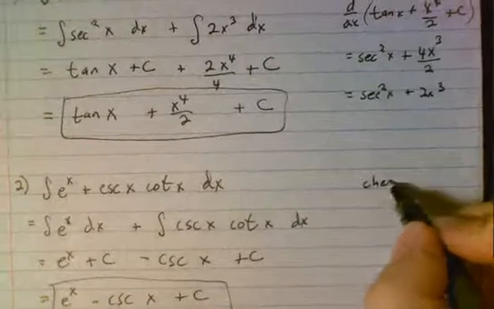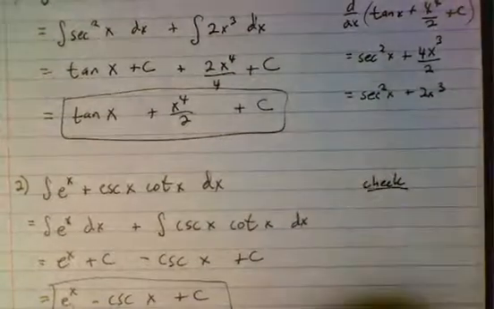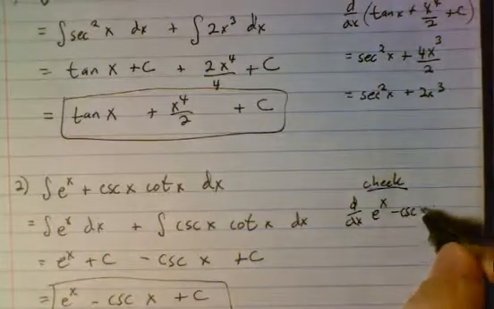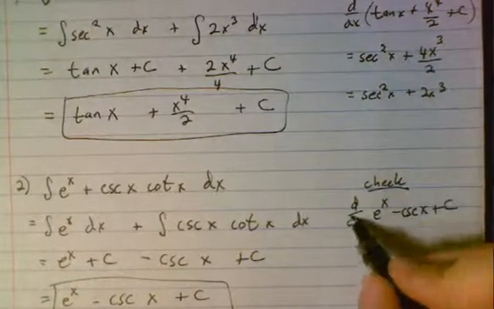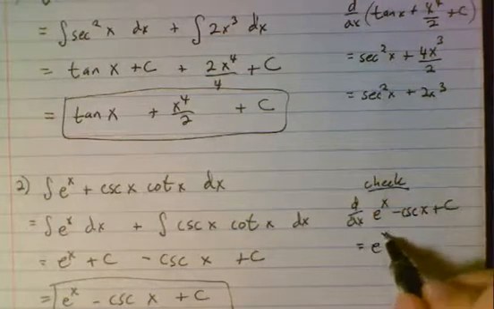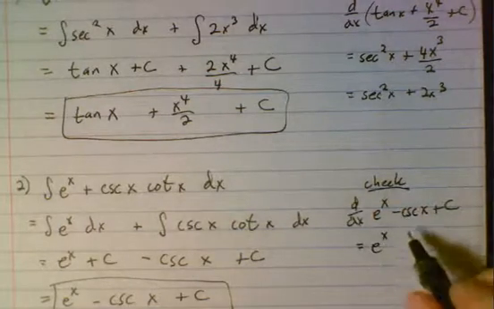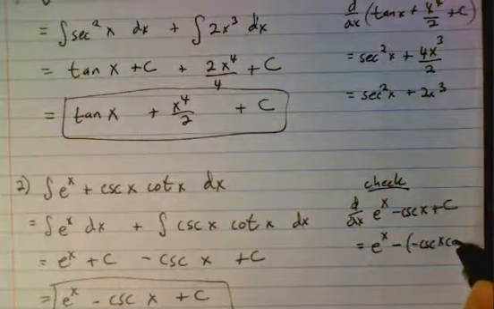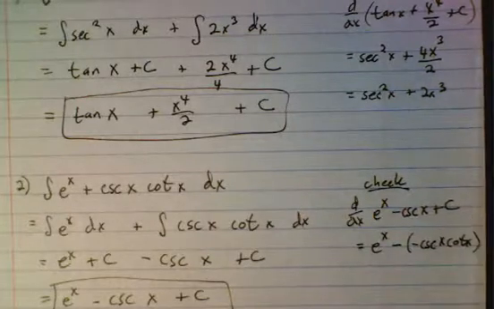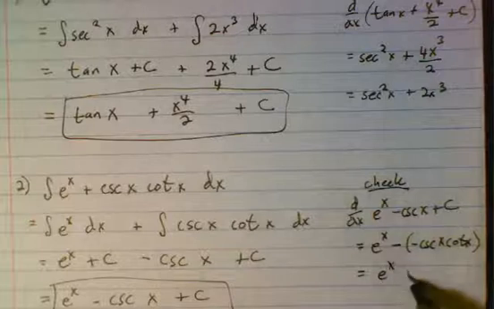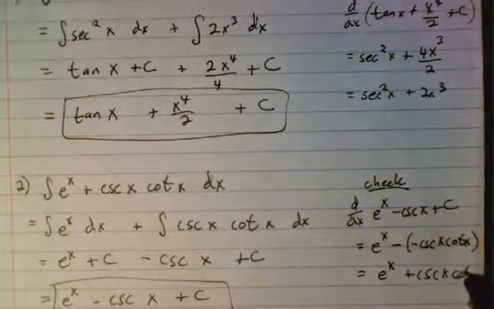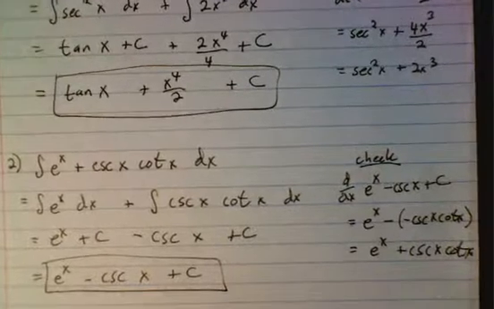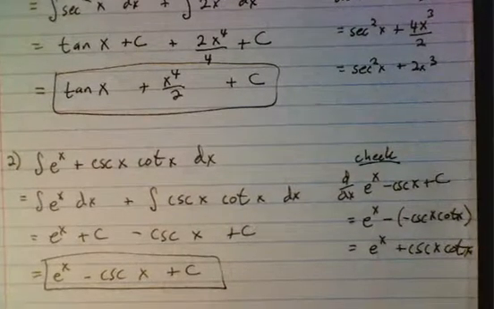Same thing down here. We can check it. If we take the derivative of e to the x minus cosecant x plus c, then the derivative of e to the x is just e to the x. The derivative of cosecant is negative cosecant cotangent, and the derivative of c is 0, so we have e to the x plus cosecant x cotangent x. Exactly what we started off with. This concludes Antiderivative 1 notes.